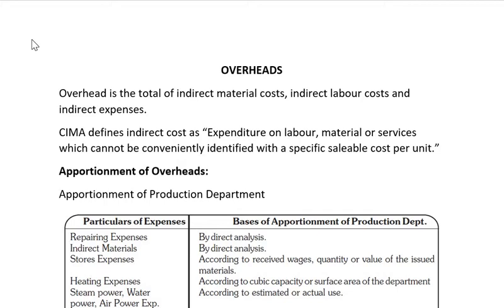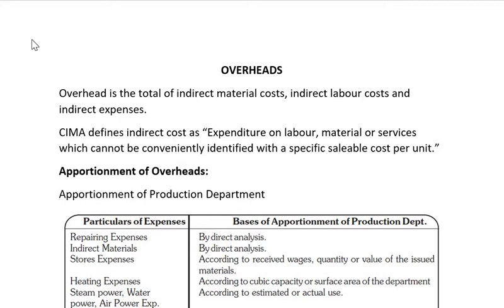So as per the CIMA definition, indirect cost can be defined as expenditure on labor, material or services which cannot be conveniently identified with a specific saleable cost per unit. So in order to calculate the cost of producing 1 unit, we have to divide the indirect expenses among the production department and service department. The distribution of indirect expenses among production department and service department is known as apportionment of overheads.